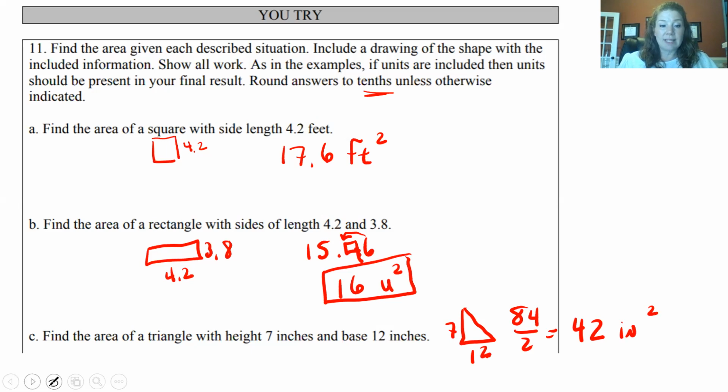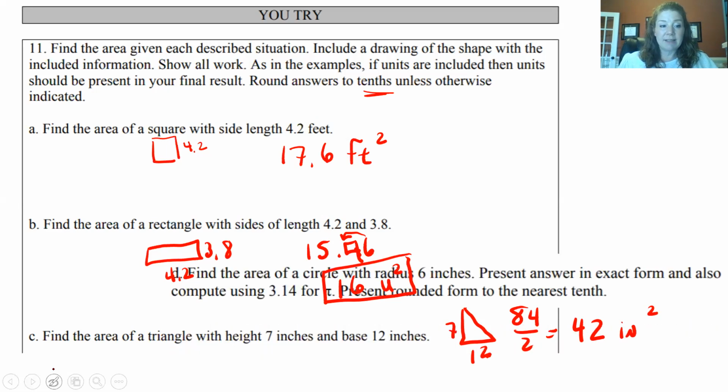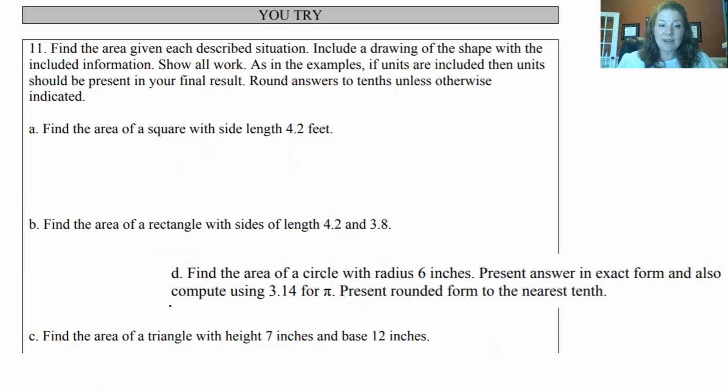All right, and then letter D, it says find the area of a circle with a radius of 6 inches. So here's my circle, radius 6 inches. Present answer in exact form. So the exact form, so this is for area. So area equals pi r squared.